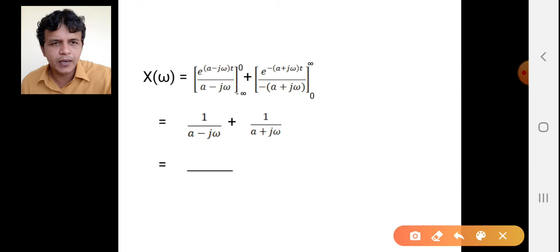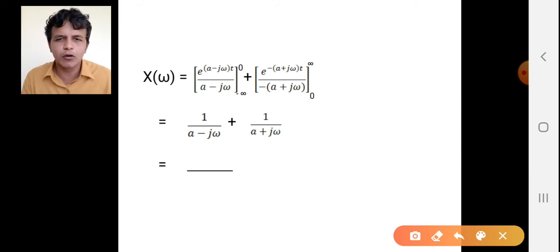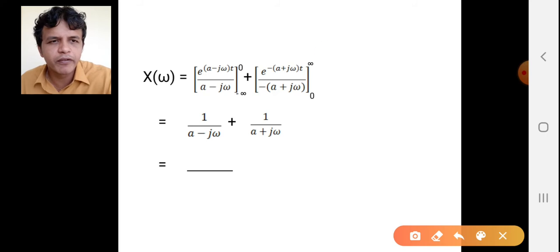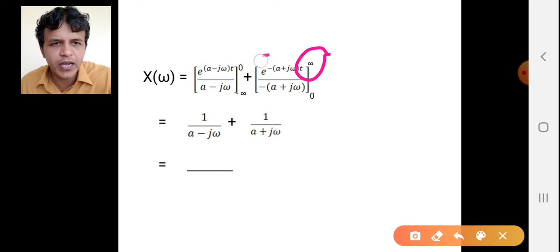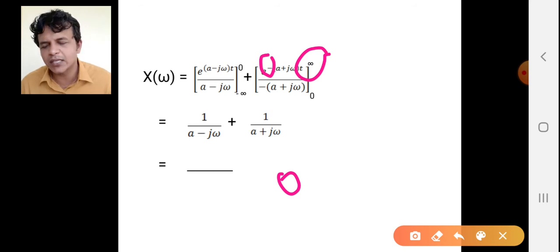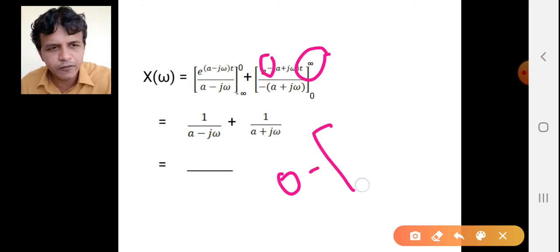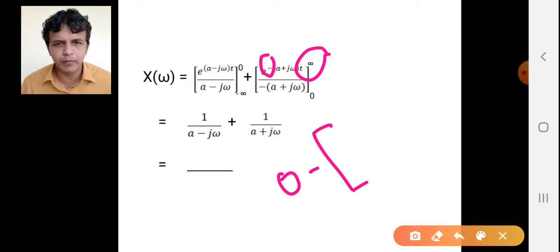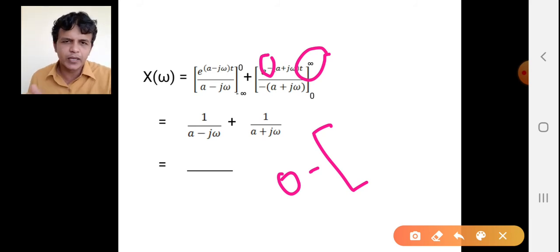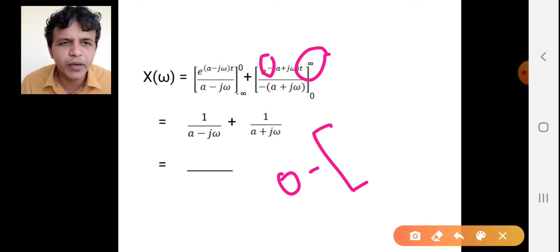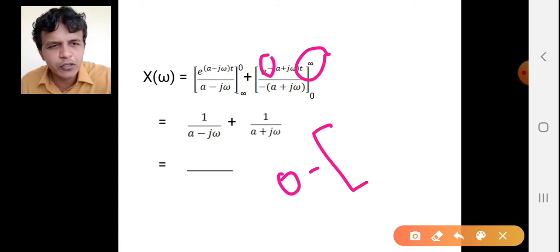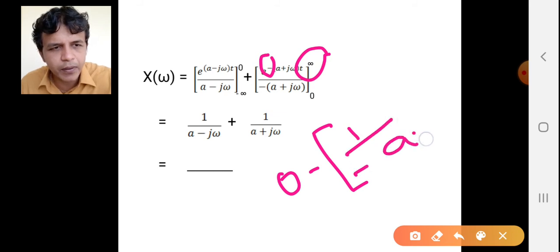Now let us talk about the second part. Again we apply the upper limit and then the lower limit, and subtract the lower limit value from the upper limit value. When we apply the upper limit here, it becomes e power minus (a plus j omega) into infinity. Since we have a negative sign here, it becomes e power minus infinity, which is 0. So 0 divided by minus of (a plus j omega) becomes 0. Then minus, we apply the lower limit, where t is replaced by 0. So e power 0 becomes 1 divided by minus of (a plus j omega).